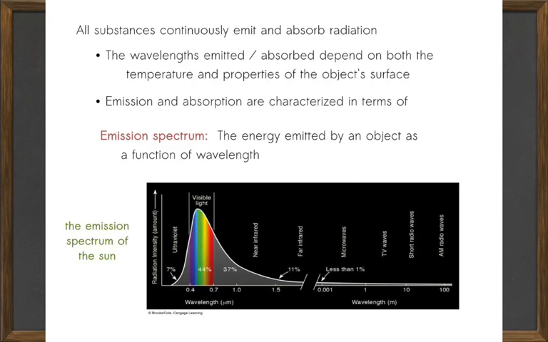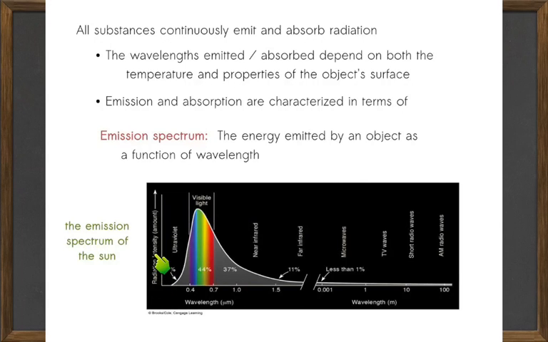So for instance, in order to characterize the kinds of radiation that we emit, we use an emission spectrum. And what an emission spectrum shows is the amount of energy emitted as a function of the wavelength. The amount of energy emitted at each individual wavelength of the radiation. So for instance, down here, they're showing the emission spectrum of the sun.